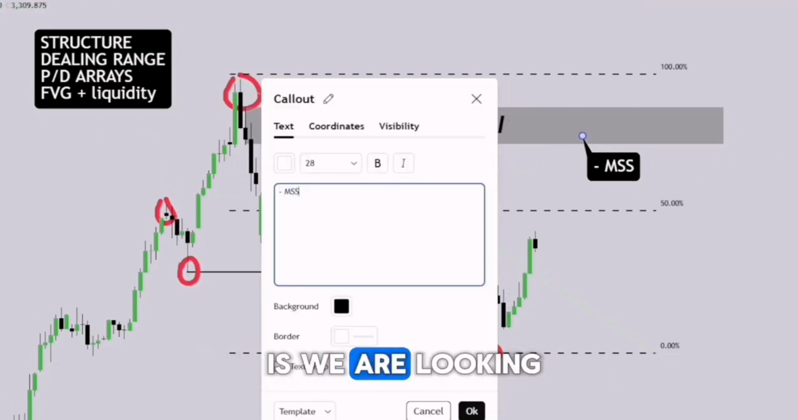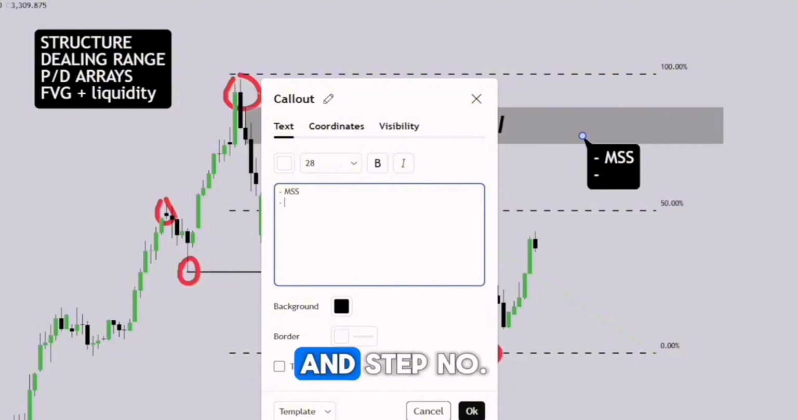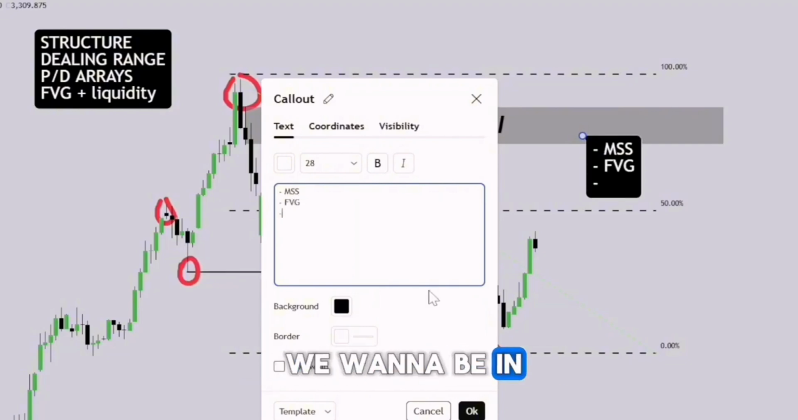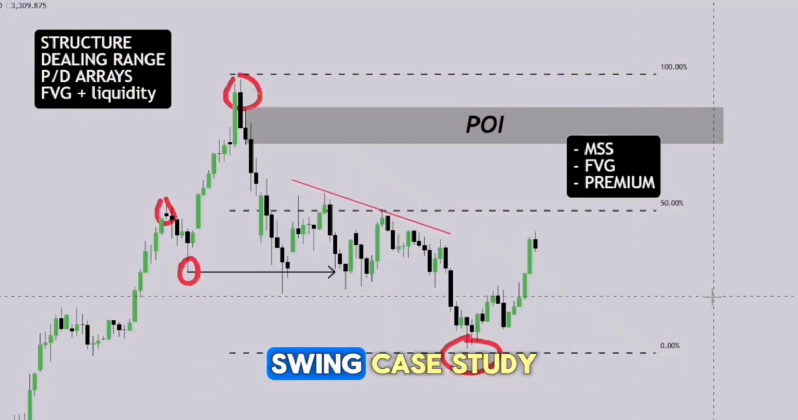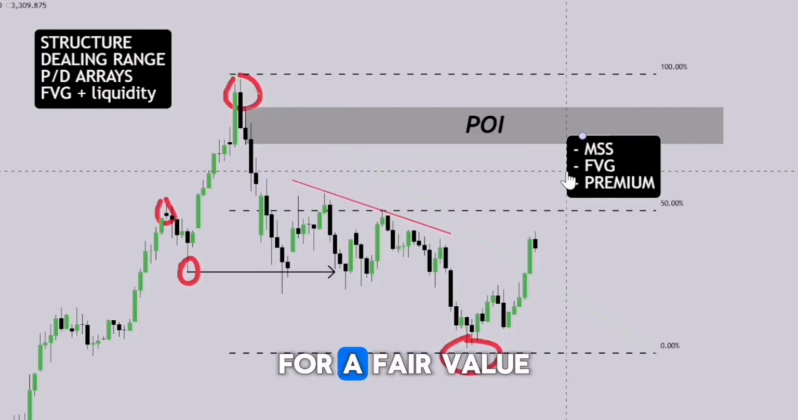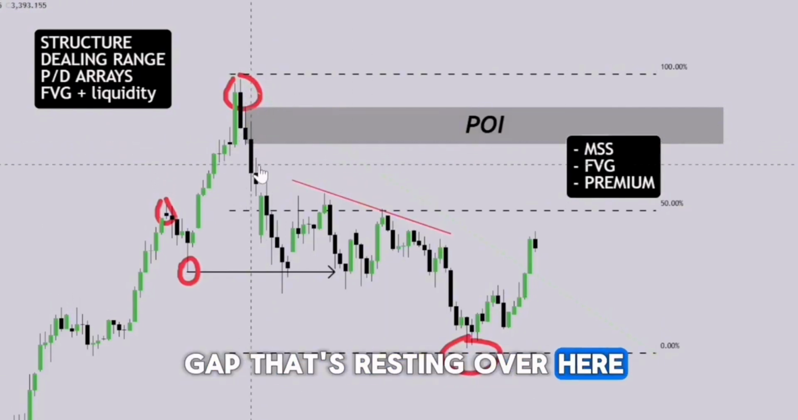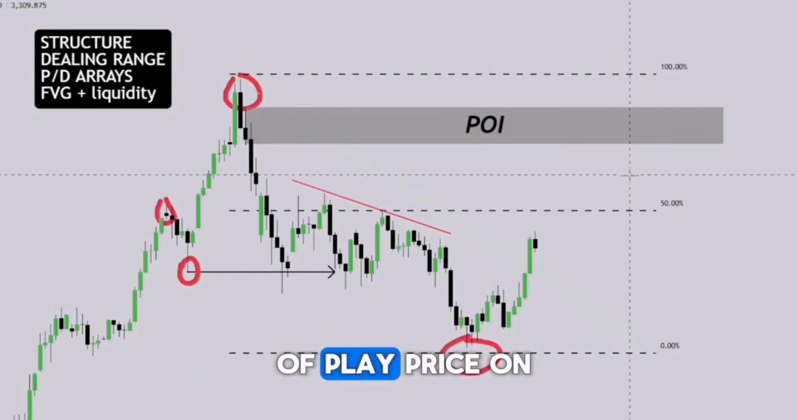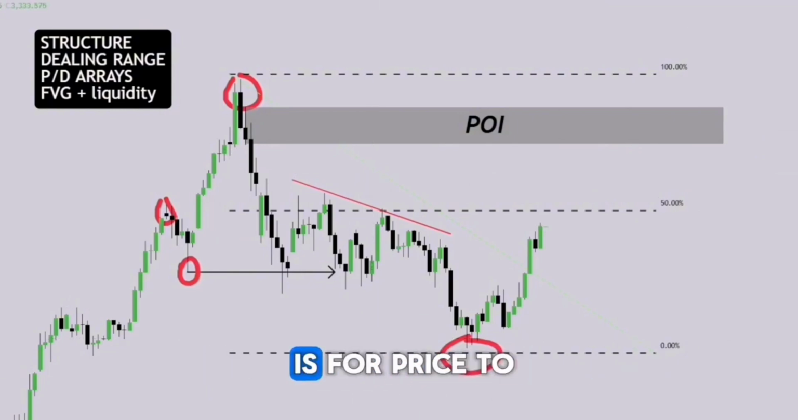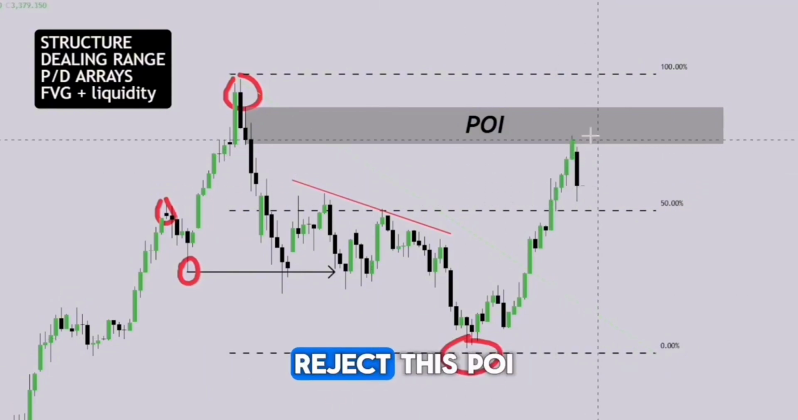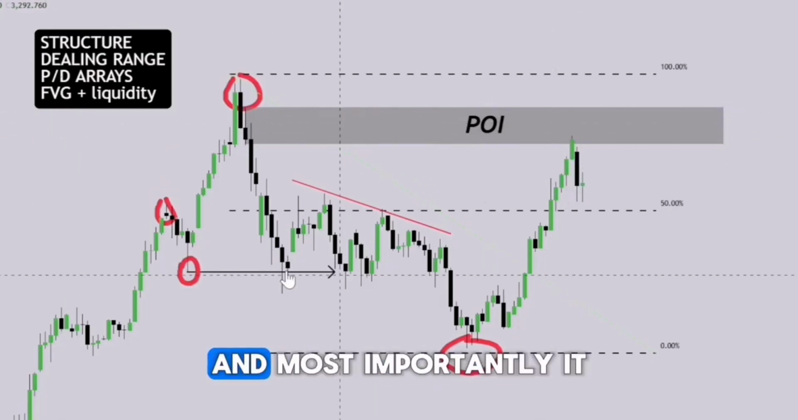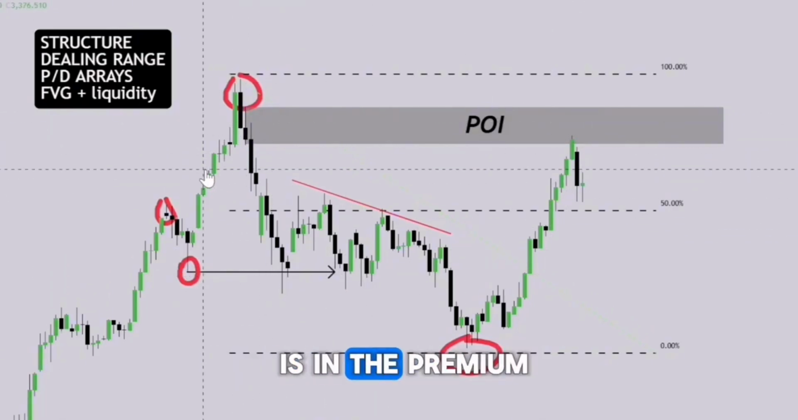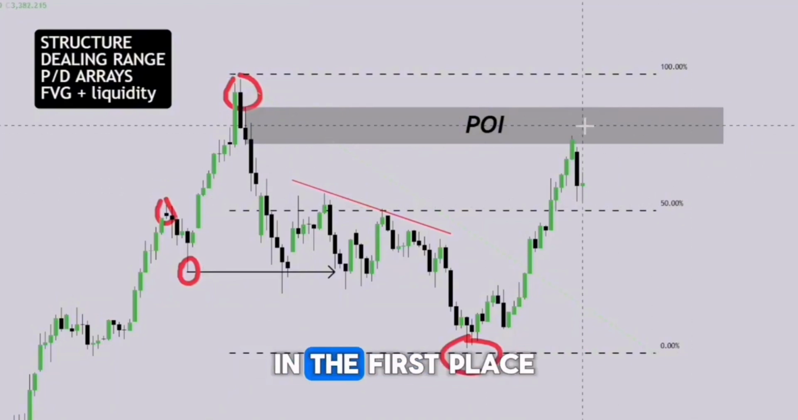Step number 2 is we are looking for a fair value gap. And step number 3, we want to be in a premium because we're looking for a sell trade in this particular gold swing case study. And so we're looking for a fair value gap that's resting over here. And so with that being said, if we just play price on a little bit, right, what we're looking for is for price to reject this POI. So again, this POI breaks structure, it leaves a fair value gap, and most importantly, it is in the premium, which is where you want to be selling from in the first place.